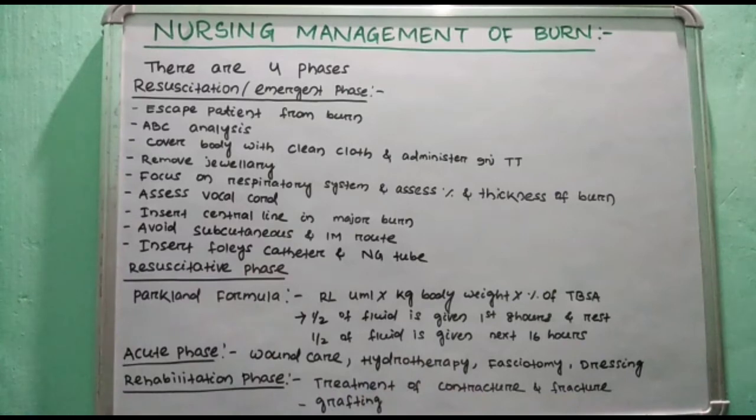What is grafting? Mainly we do autografting in burn patients. Autografting means a graft of tissue from one point to another of the same individual's body to repair the scarred skin. That is known as grafting. In the rehabilitation phase, the patient is already hemodynamically stable, so we go for treatment of contracture, treatment of fracture and grafting. Autografting is more common, but you can also go for other grafting.